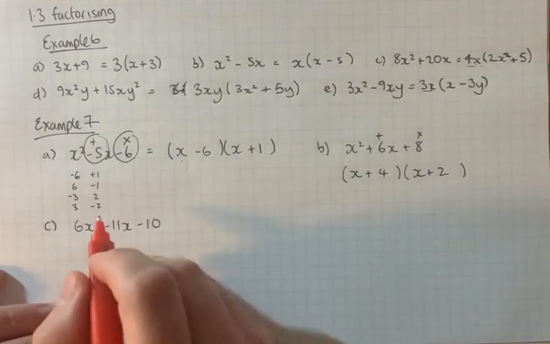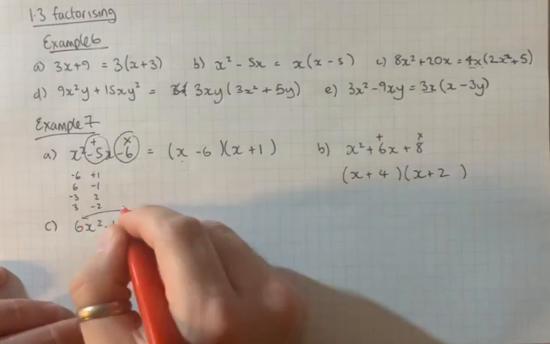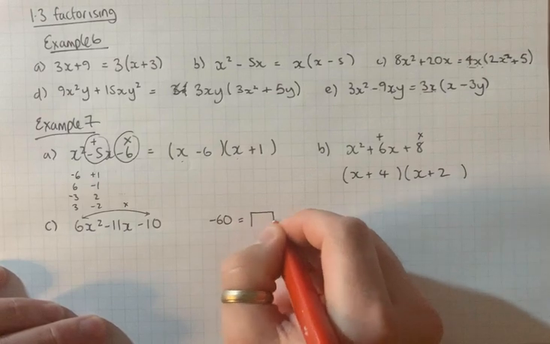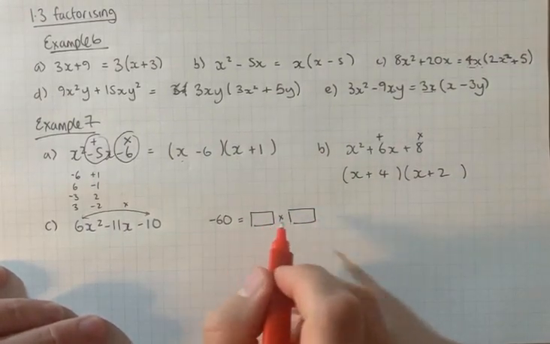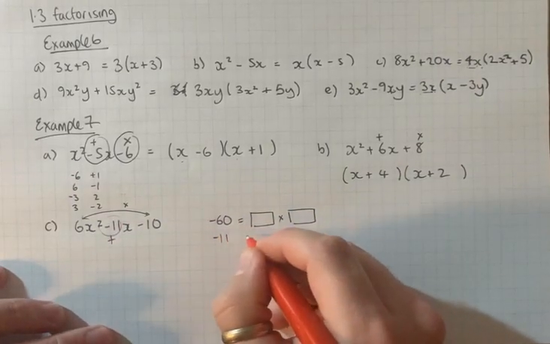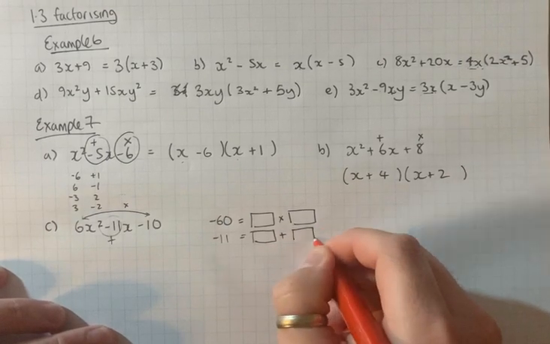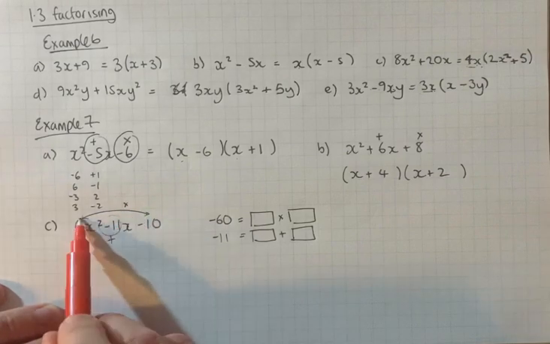And what you have to do here first is multiply the first number and the last number together. And that gives you minus 60. And then we need two numbers that multiply together to give minus 60. And those same two numbers have to add together to give minus 11. So it's very similar to what we were doing in the previous two parts of this example, A and B, just with the added part of multiplying the first and the last term together.